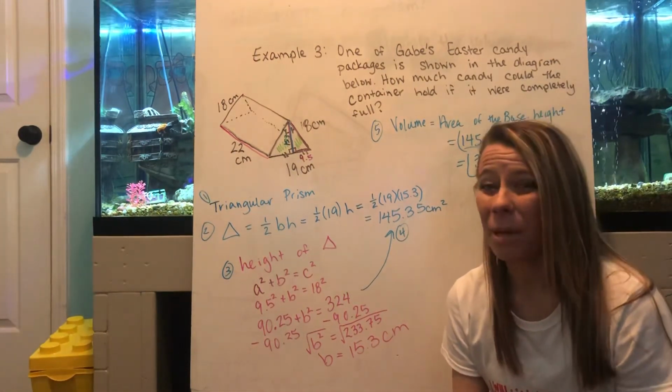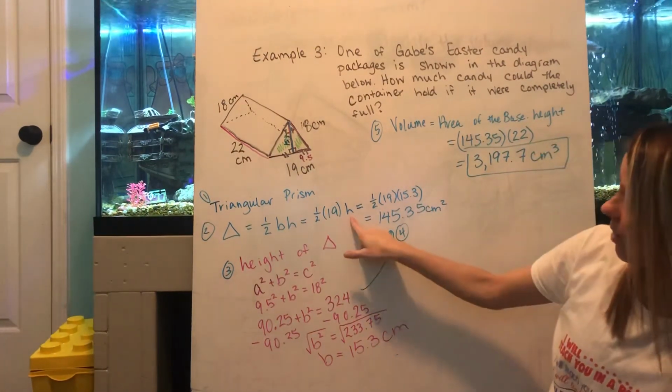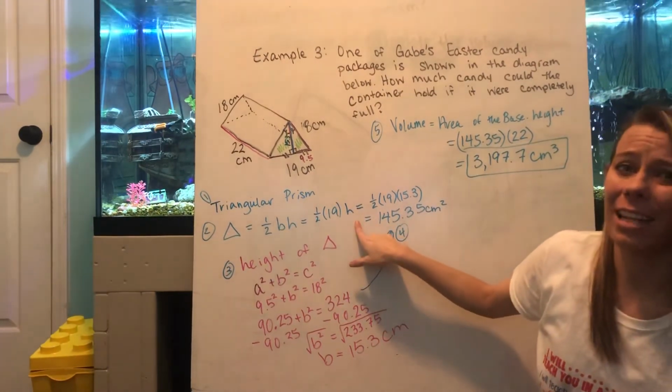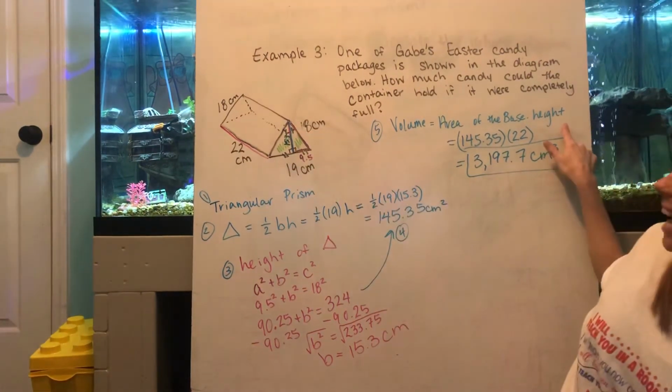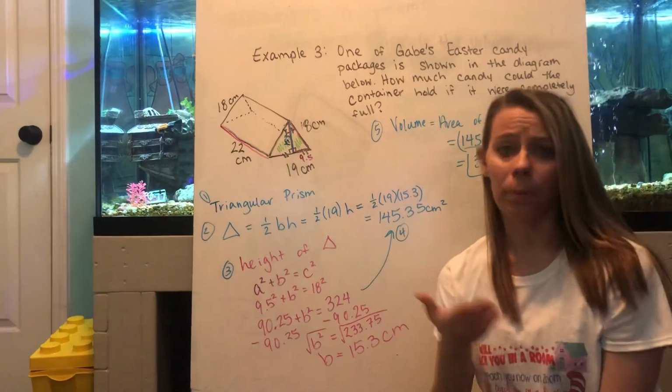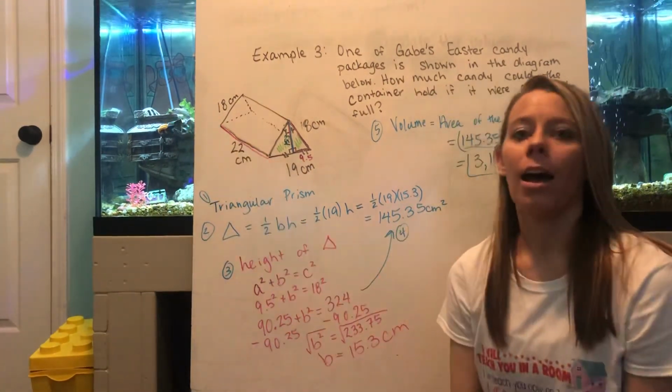Be careful, whenever you see this height, it's different than this height. This height is the height of the triangle, so right here. This height is the height of the prism, which is the distance between your bases.